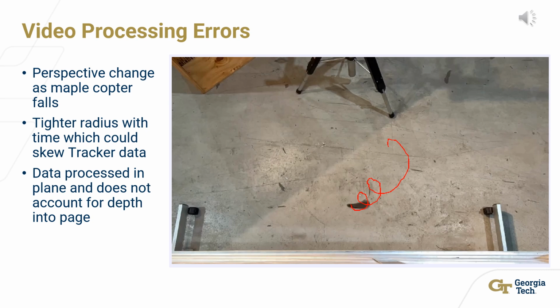Another possible error encountered for the top-down videos is displayed again with a screen capture from the tracker software. Tracking the trajectory of the seed showed a tighter radius of its gyration with respect to time, which could skew angular velocity data. And since the data processing occurs in the video plane, the software does not account for depth into the page, introducing potential errors. However, keeping these errors in mind, future experiments could mitigate the challenges we faced with data collection.